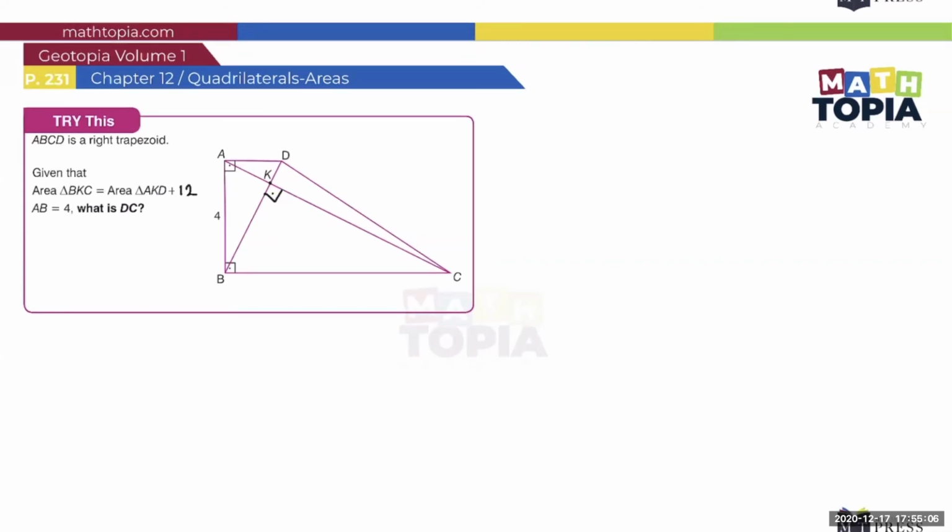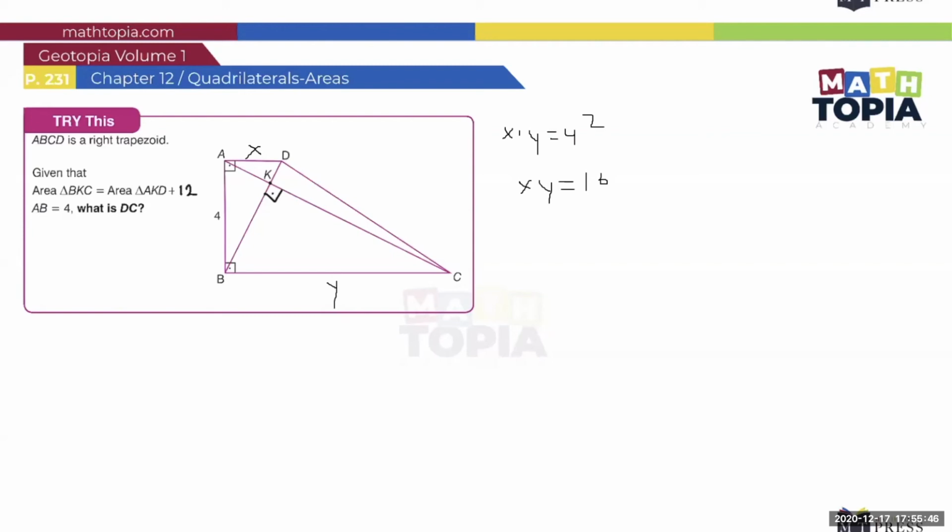Okay. So we have a right trapezoid, and we have these perpendicular diagonals. And what I'd say is with these perpendicular diagonals and this right trapezoid, we have this theorem from a couple of chapters ago that tells us that if we have x and y here, that x times y is equal to 4 squared, right? So we can plug this in. We get xy is 16. And now we can use this other piece of information, area of triangle BKC.